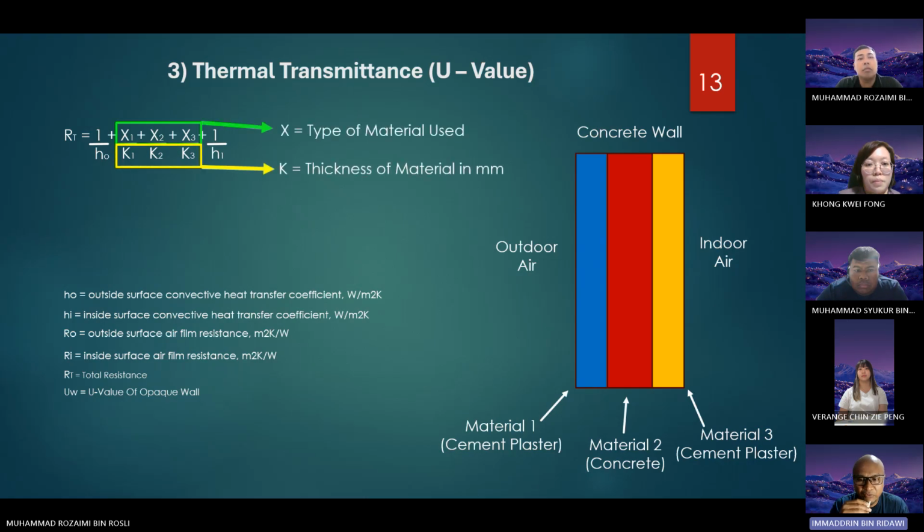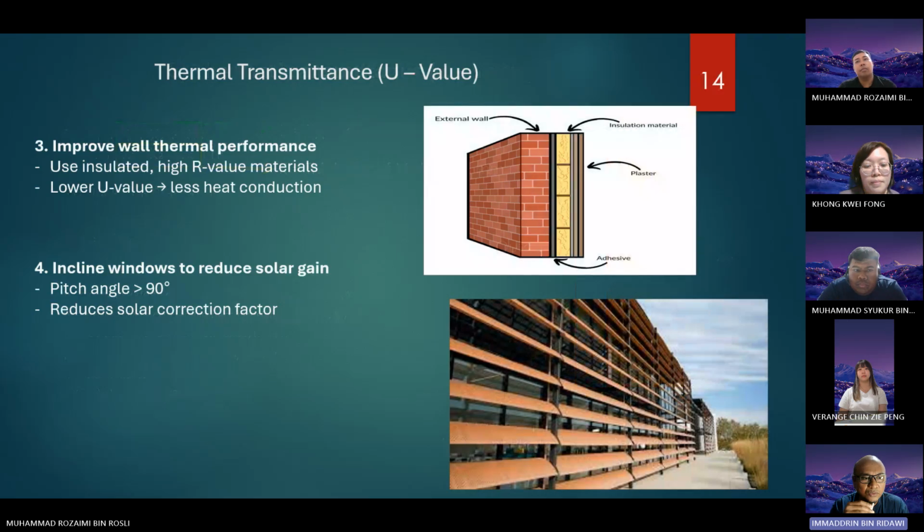The third one is thermal transmission, or the U value. It calculates the average thermal transmittance through the concrete wall from the outdoors. Basically, this is a formula to find the resistance, which is x over k. x represents the thickness of the material used, as you can see here, the example of cement, plaster, and also concrete, and k is the thermal conductivity of the individual material. Once you get the RT, or the total resistance, you can invert it, 1 divided by the total resistance, to get the U value of the wall or the facade. Sorry. Next. So the thermal U value improves wall thermal performance depending on what material and what insulation you use. Okay, another one is the pitch angle of the correction factor. Next.